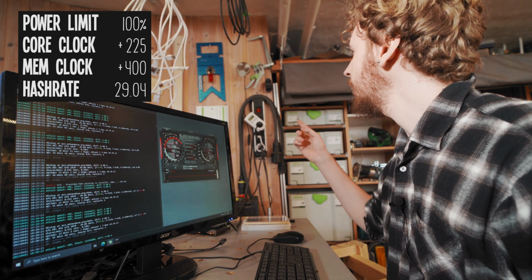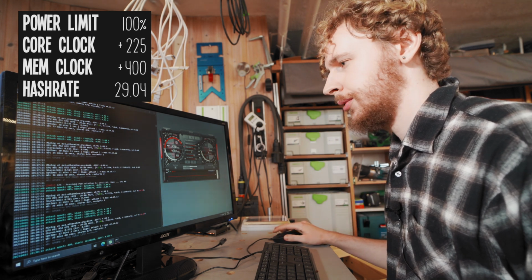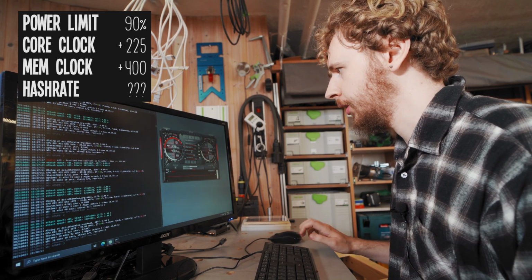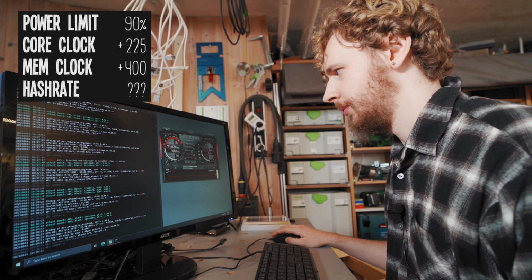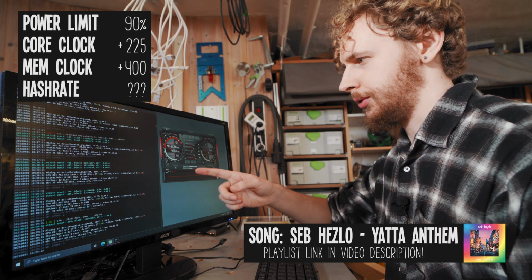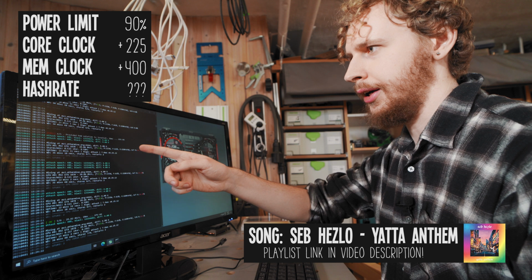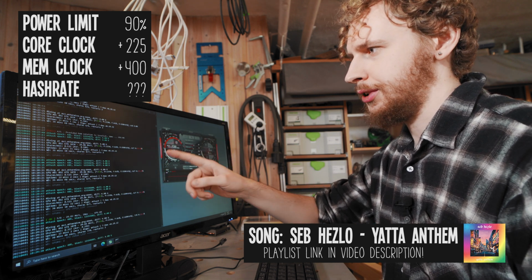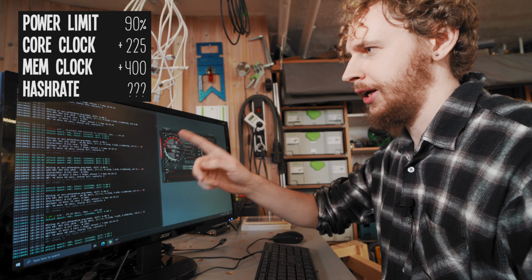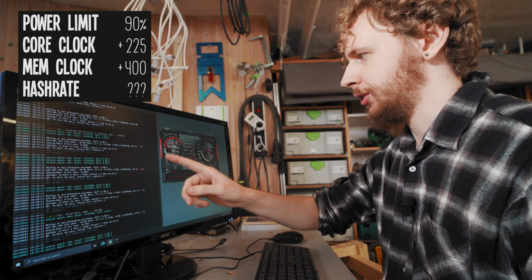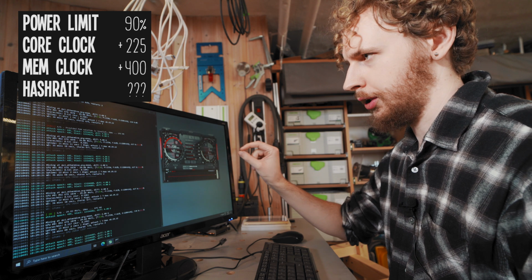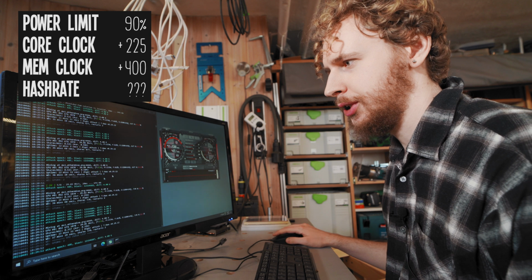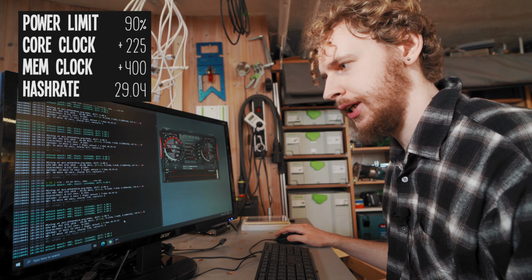So on the wall, we're at around 155 watts, and let's start moving down our power limit and see what happens. So we're doing 90% first. Now, something I also just noticed was that we just had an invalid share. So that's something I'm going to keep an eye on. And if we get another invalid share, what I might do is dial down the core clock another 25. But as for our power limit, it doesn't seem to have affected our hash rate at all.